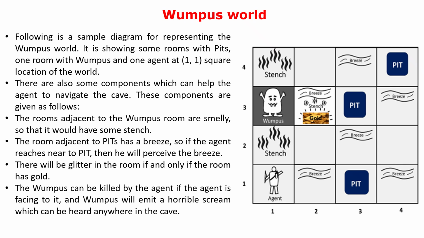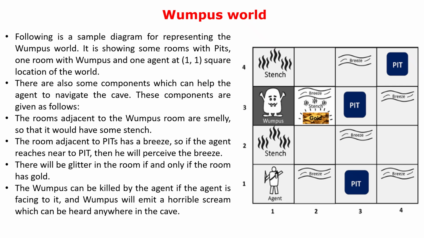And breeze will be some cool air in the particular squares which are adjacent to the pit. So surely if a pit is there, the breeze, that cool smell, will be there so that the agent can easily identify. If there is any breeze, there is a chance that either a pit or the Wumpus will be there.